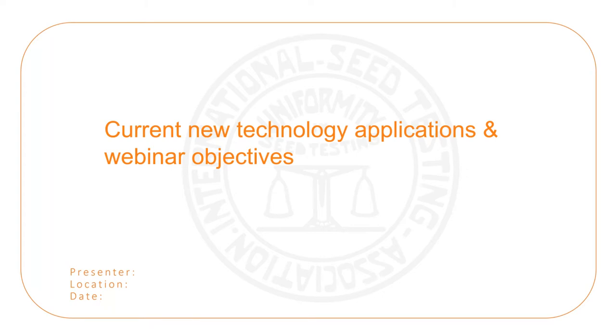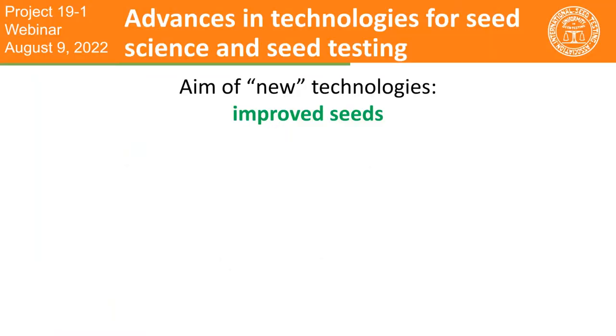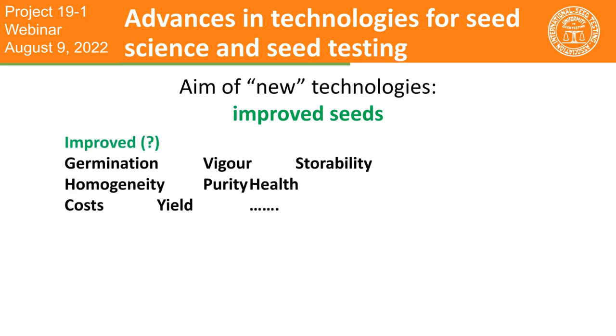Okay, good. So to give a little bit of background on what we're actually talking about when we talk about the current new technology applications, and also a little bit about the webinar objectives. We can first look at the aim of new technologies, and ultimately, of course, the aim of new technologies is to have improved seeds. And we can improve seeds, of course, at many different levels, and these mostly are covered by the ISTA technical committee. So we talk about germination, vigor, storability, purity, health, homogeneity, but also, of course, for the seed companies and the seed buyers, the costs and the yield.